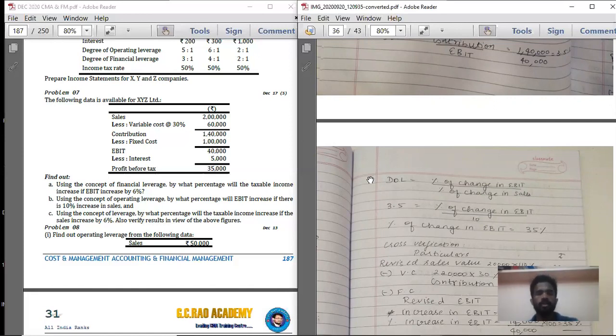For all DOL, we should only see from sales to EBIT, and for DFL, we should only see from EBIT to EPS, and for combined, you should see from sales to EPS. That's all. These are the three techniques.